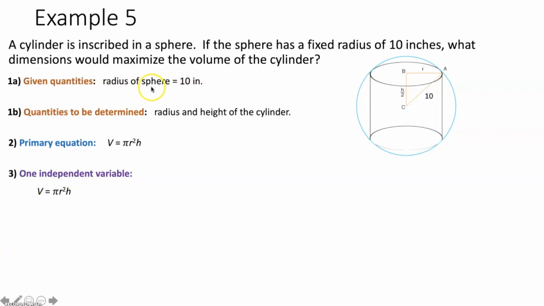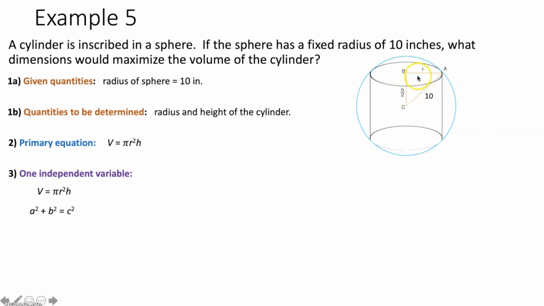Oh, we're not even given a surface area or anything. We're given the radius of the sphere is 10 inches, and the radius of the cylinder and half of the height of the cylinder, it looks like, create a right triangle here. So we could then relate these three measures by using the Pythagorean theorem.